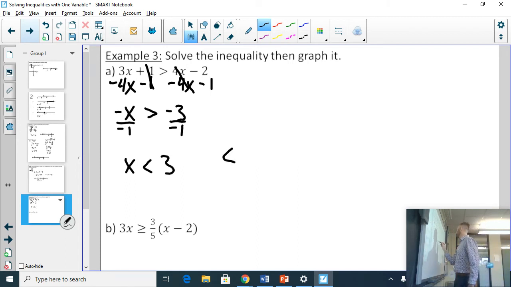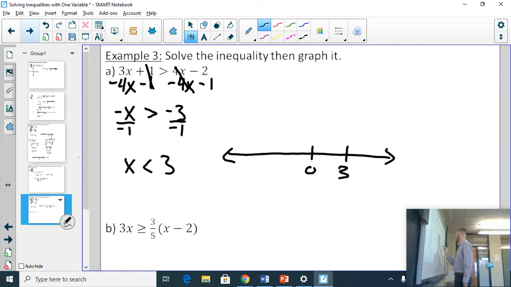And then graphing it, zero's there, 3 somewhere up there. It's not less than or equal to, so we have an open dot, and to the left is where we need to shade.